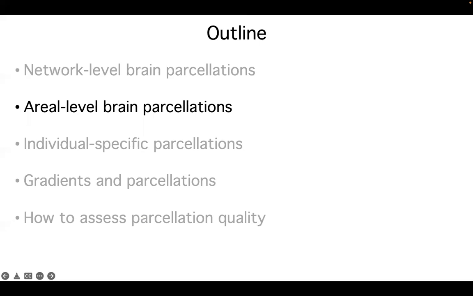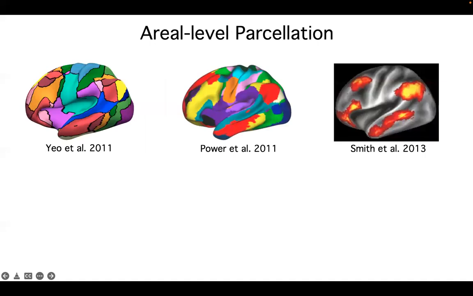So far, I have described approaches for estimating network level parcellations. Now I will move to the area level parcellation approaches. Here are 3 examples of network level parcellations, including both hard and soft parcellations.